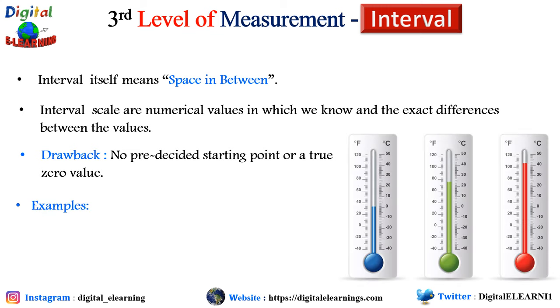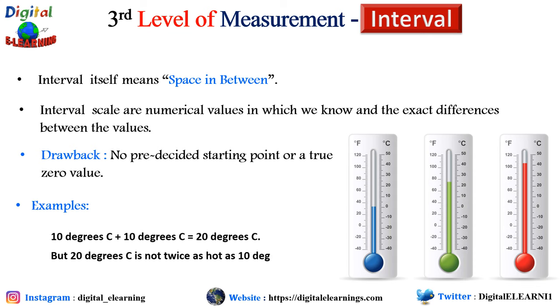The classical example is the Celsius temperature scale, where the difference between each value is the same. For example, the difference between 20 degrees and 30 degrees is 10 degrees. And the same is the difference between 60 degrees and 70 degrees, that is 10 degrees. So in this case, 10 degrees plus 10 degrees is equal to 20 degrees. So there is no problem here. But 20 degrees is not twice as hot as 10 degrees. Apart from the temperature scale, time and the calendar years that we have also follow the interval scale.